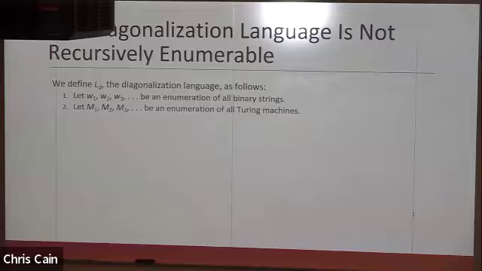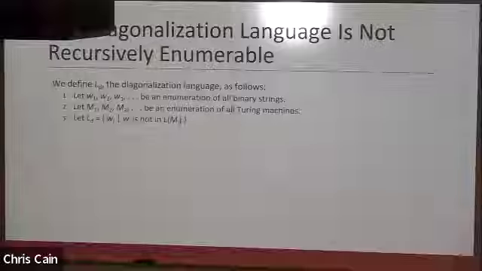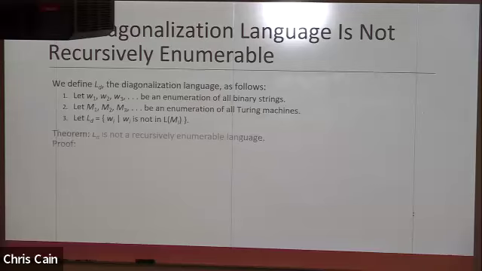So the diagonalization language is just one that says, let's not try to run every machine on every string. Let's just run the ith machine on the ith string. That's it. No more complicated than that. So the theorem that we're trying to show by contradiction here is that this is not recursively enumerable.